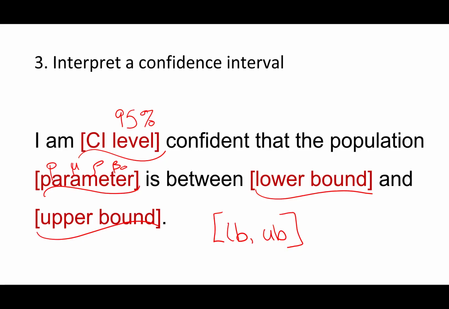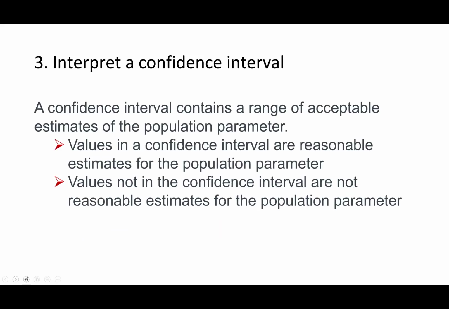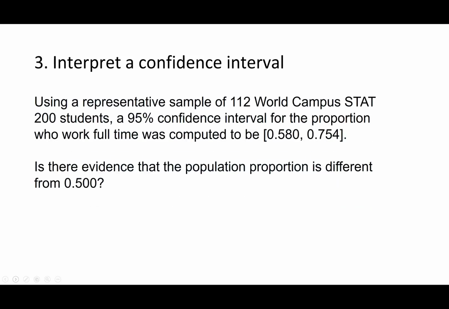One last point related to interpreting confidence intervals. A confidence interval contains a range of acceptable estimates of the population parameter. Values in a confidence interval are reasonable estimates for the population parameter. Values not in the confidence interval are not reasonable estimates for the population parameter. Let's look at a couple quick examples.